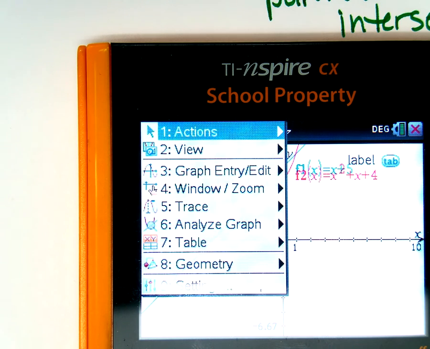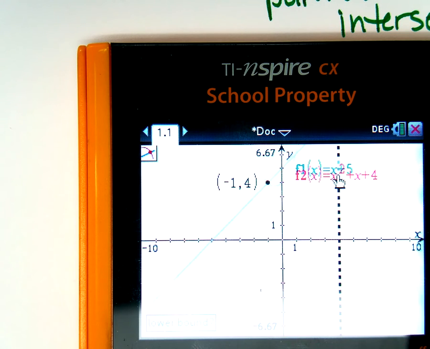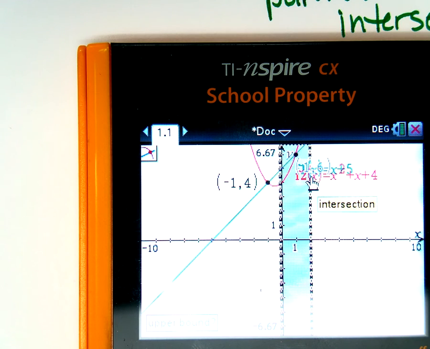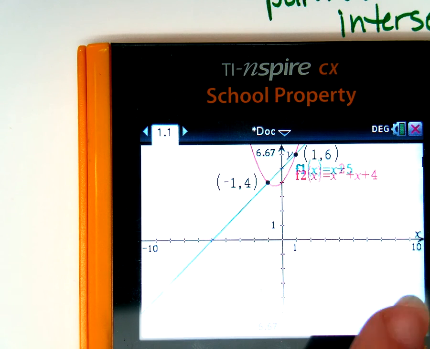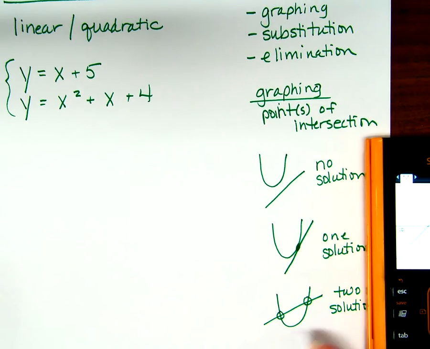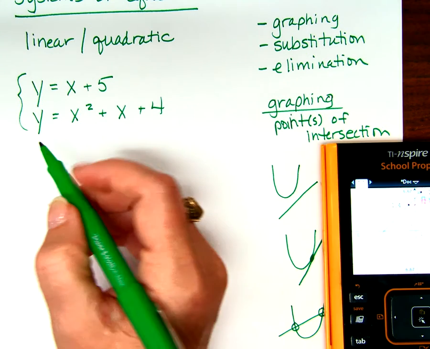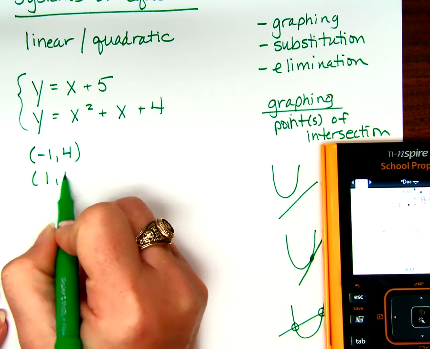Same thing. Menu, analyze, intersection. I want this on the left-hand side of the point of intersection, and then the right-hand side of the point of intersection. Is that it? Yes. Okay. I'm going to zoom back out for a second so you can see my work. So what we found using our calculator was -1, 4, and 1, 6.